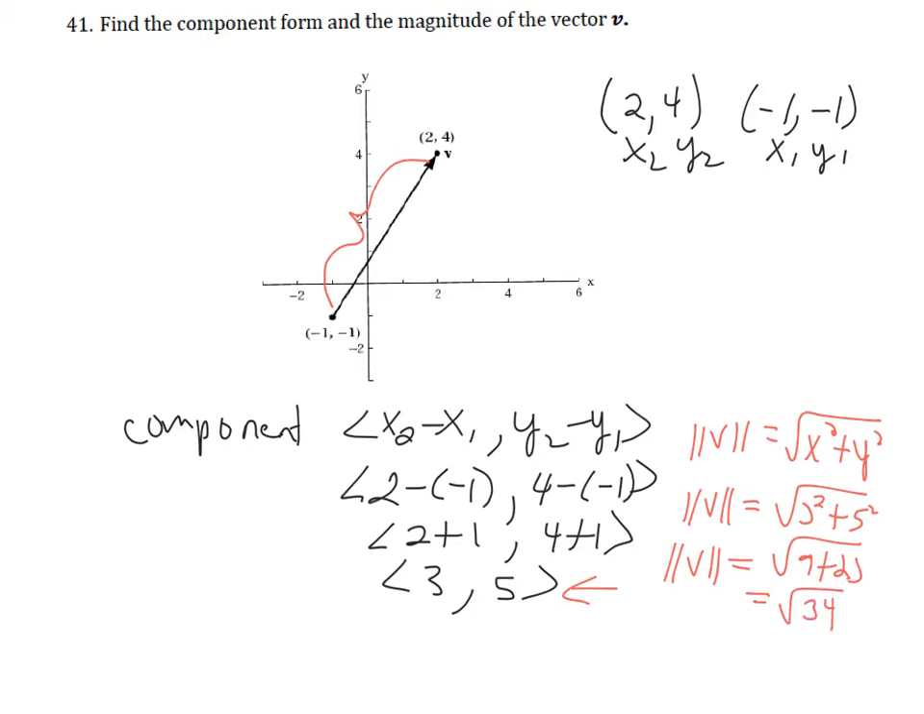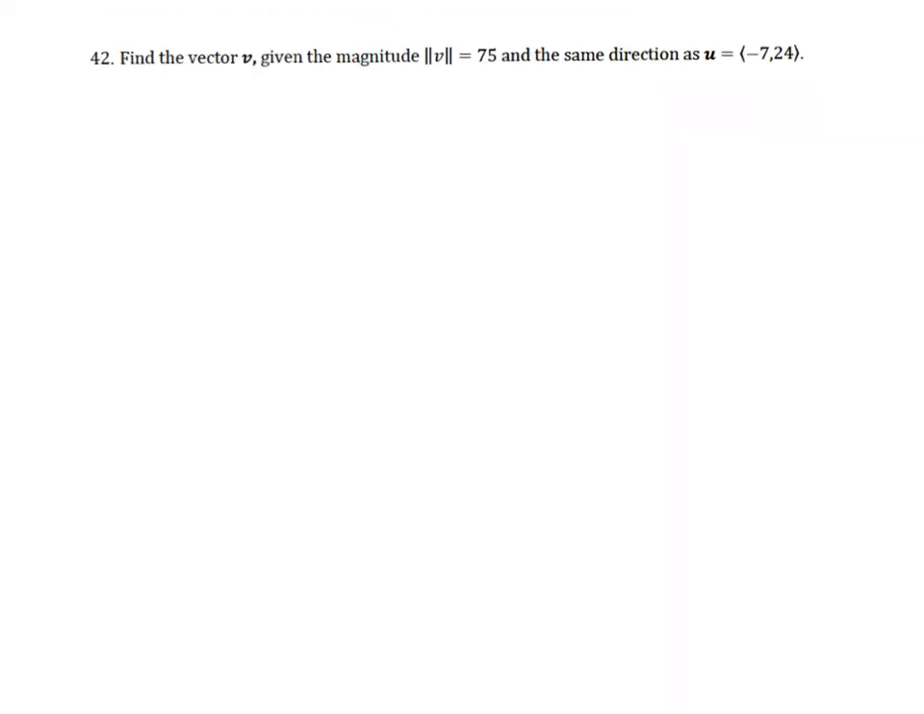Now if that could be reduced down, we would reduce it down. So that is 41. So let's take a look at number 42. We want a vector v with the same magnitude as 75, a magnitude of 75, and the same direction as u, which is the vector -7, 24.